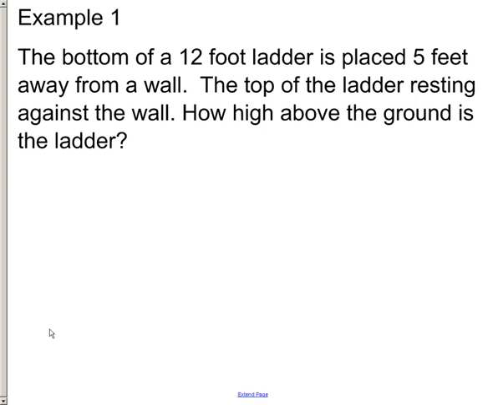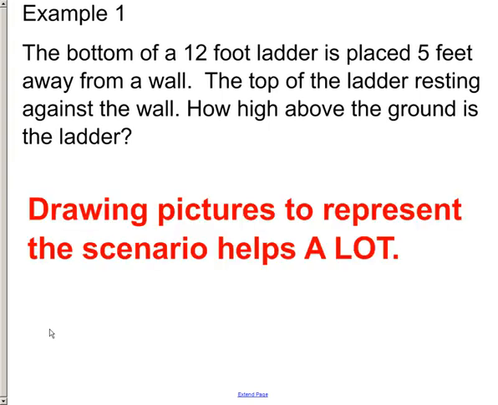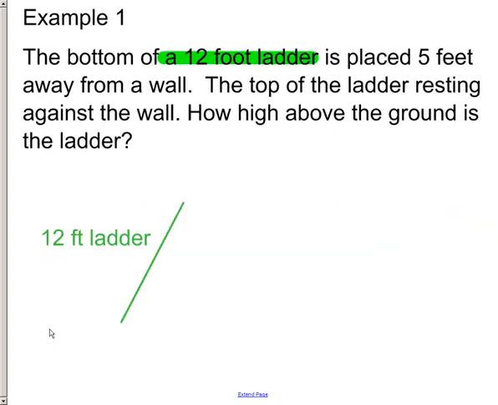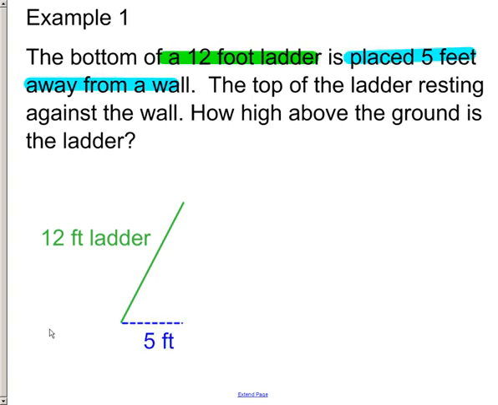Example 1. The bottom of a 12-foot ladder is placed 5 feet away from the wall, with the top of the ladder resting against the wall. How high above the ground is the ladder? Well, draw a picture. So let's draw that 12-foot ladder. Let's slant it, because anytime you lean a ladder against a wall, it's going to be leaning into it. We know the bottom of the ladder is 5 feet from the wall, so we'll draw a little line right there and label that 5 feet.